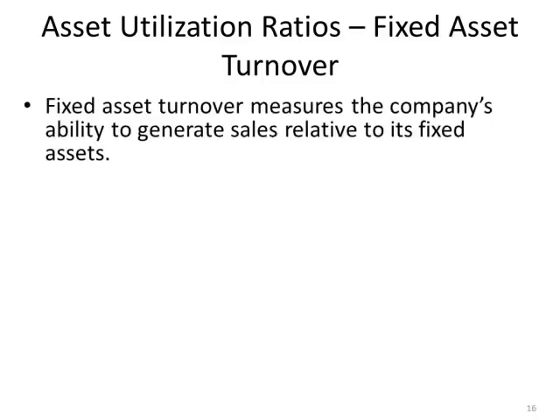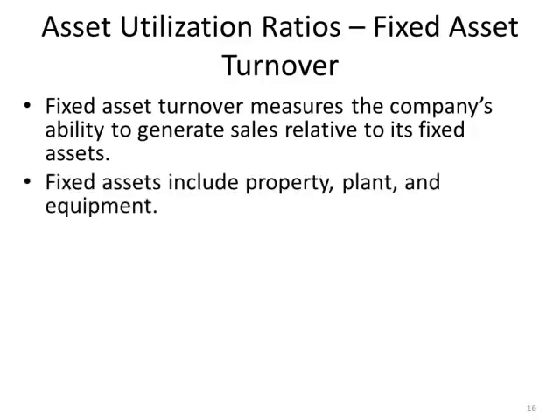The fixed asset turnover measures the company's ability to generate sales relative to its fixed assets. So we're kind of looking at how much the company sells, so what are the company's revenues in relation to their fixed assets. So what exactly is a fixed asset? Well, a fixed asset essentially includes assets such as property, plant, and equipment. So this is applicable particularly for manufacturing firms that have large factories and lots of equipment, and these become their fixed assets.